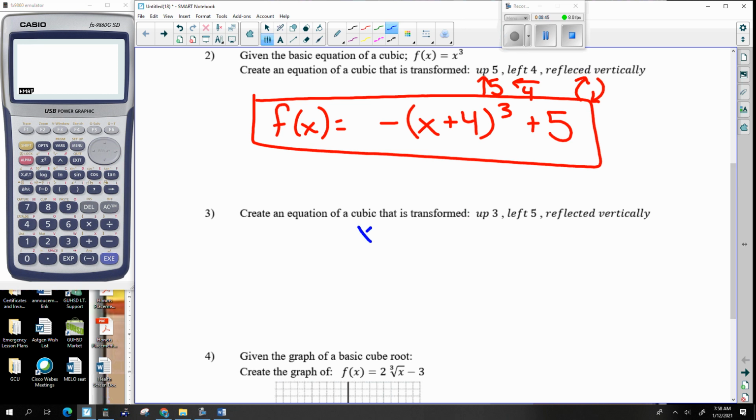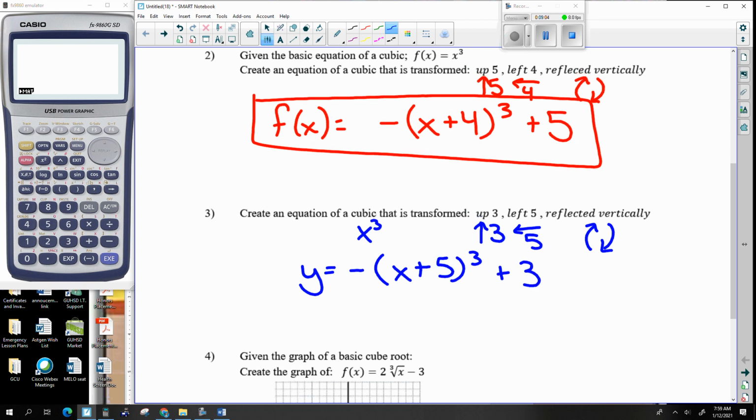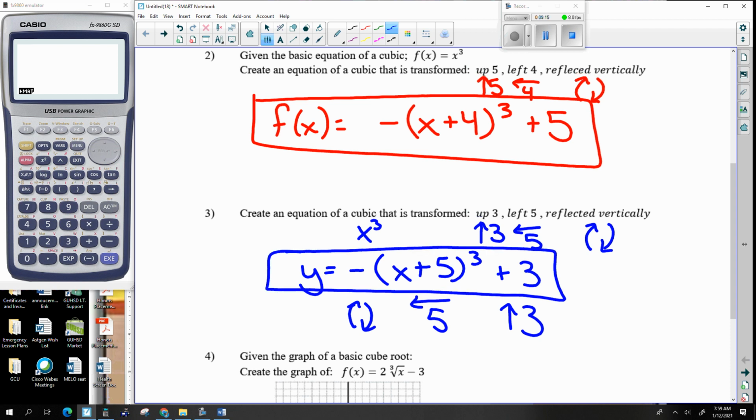Okay, here again we are asked to find the equation of a cubic that is up 3, left 5, and reflected vertically. Okay, so this is a cubic. Up 3, left 5. Reflected vertically. So these are all the different things. I did all the appropriate movements. So there it is.